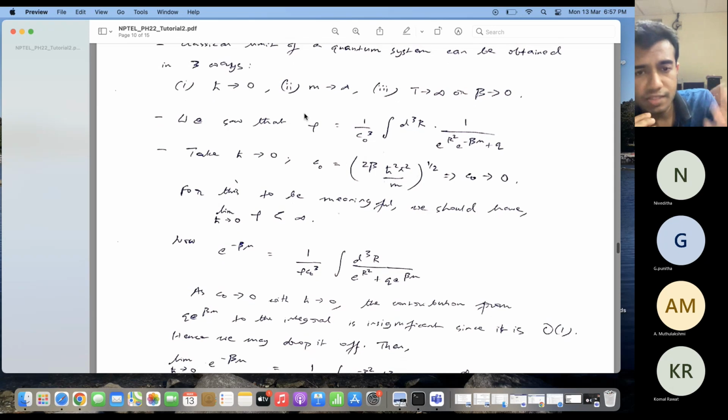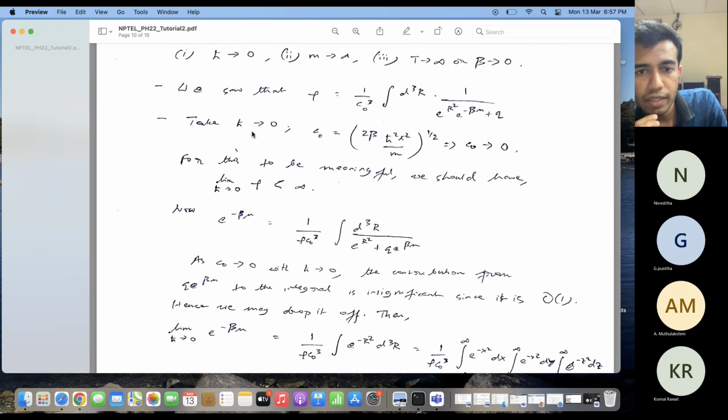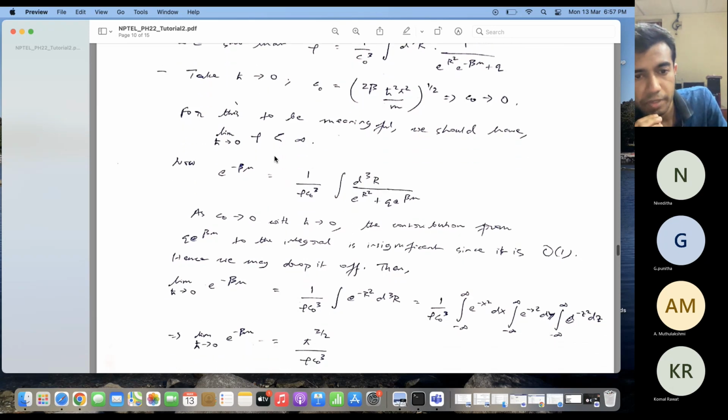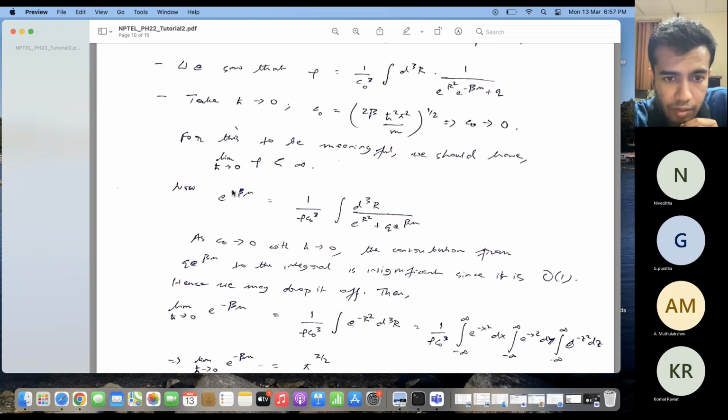Okay, so let us take the expression for number density, for example. If I take h cross going to 0, then I will basically have c0 going to 0, because c0 is equal to 2 beta h cross square pi square divided by m to the power half. Now if taking this limit has to be meaningful, then the density should be finite. It should not be infinite in this limit. So from this expression, we can read out the value of e to the power minus beta mu, which is equal to 1 by rho into c0 cube into integral of this quantity.